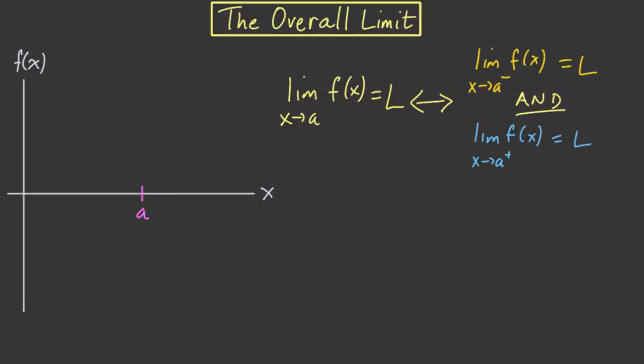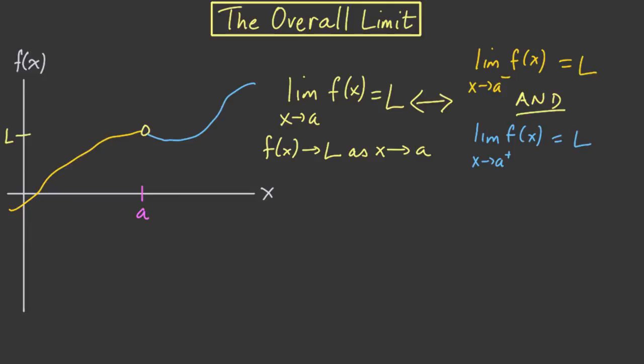In pictures, it has to look like this. As we come in from the left, f of x is approaching L. And as we come in from the right, same thing. And we can denote this either with this lim notation or we can use arrows. f of x approaches L as x approaches a.